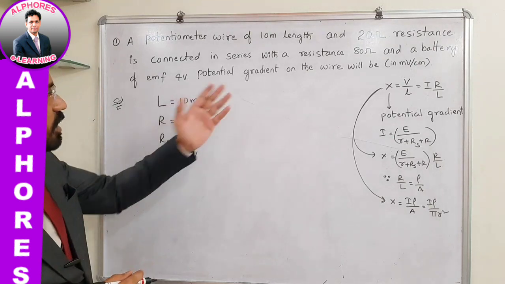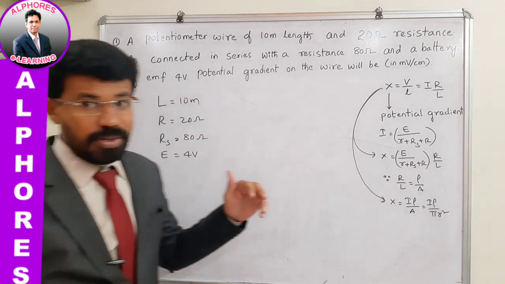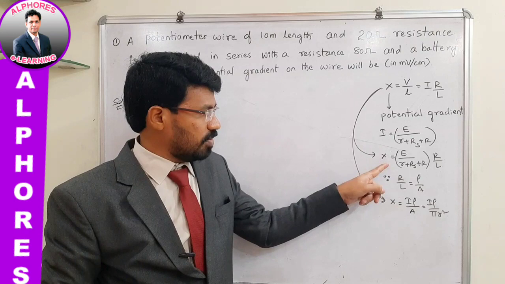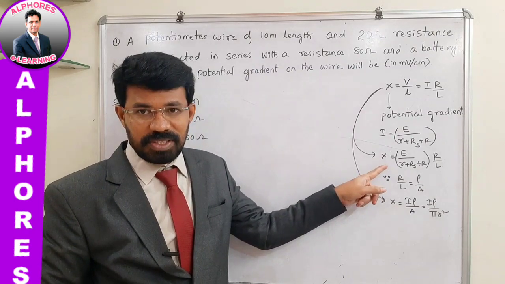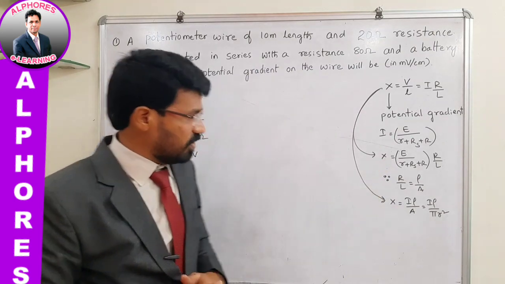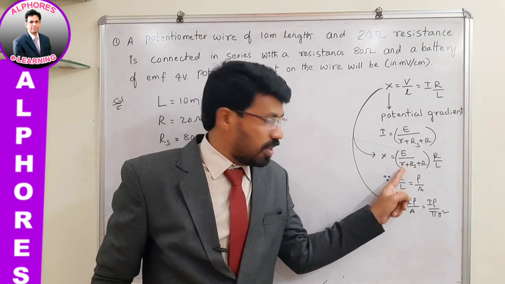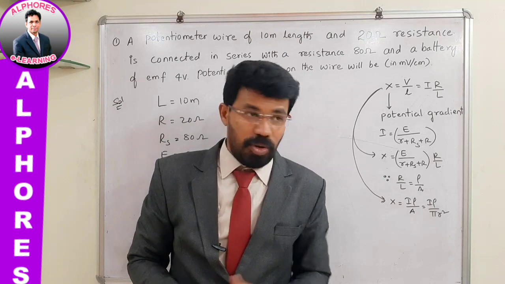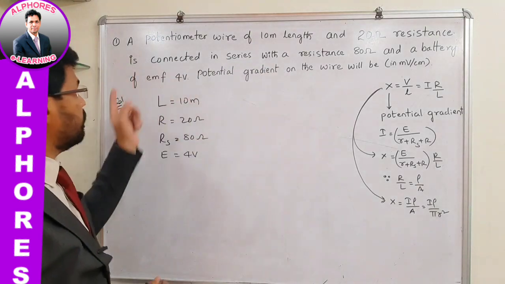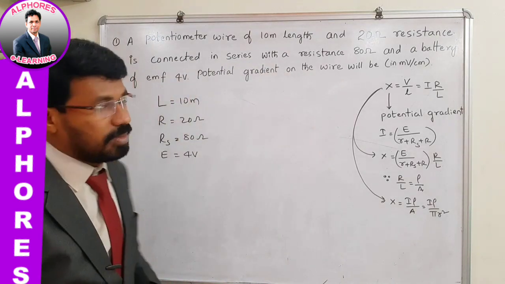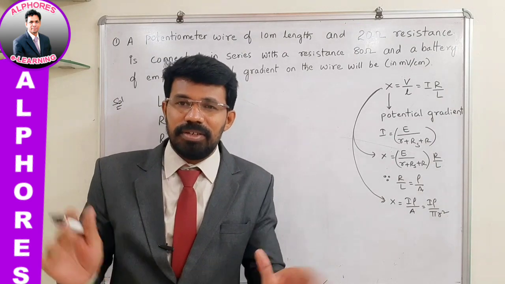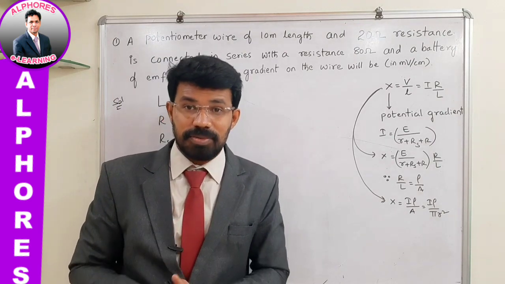What is he asking for? He is asking for potential gradient. If you want to find the potential gradient, you can make use of this equation here. X is the potential gradient. Look at this equation: small r is also present, but in the given question there is no information regarding internal resistance. What does it mean? How to handle this question now?